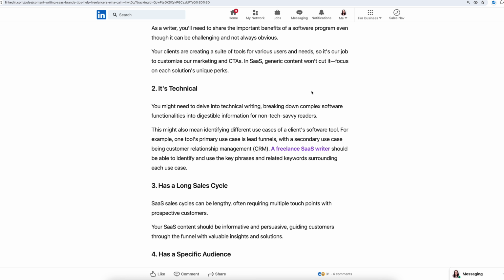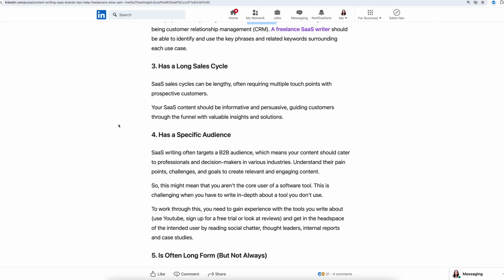For example, one tool's primary use case, let's say, is lead funnels, with a secondary use case of being a customer relationship management tool. So as a freelance writer, you need to identify and use the key phrases and related keywords surrounding each use case. A client might ask you to write about lead funnels, and then the next week, write about customer relationship management. What is the terminology around CRMs? What are people using around lead funnels? These are things that you need to become familiar with. If you don't, then you can research it.